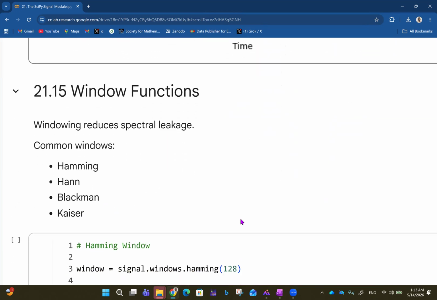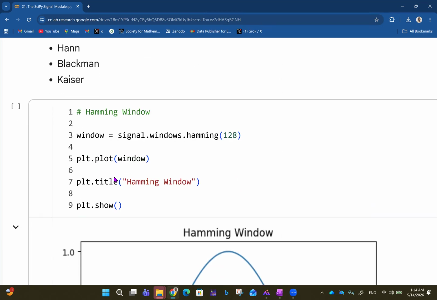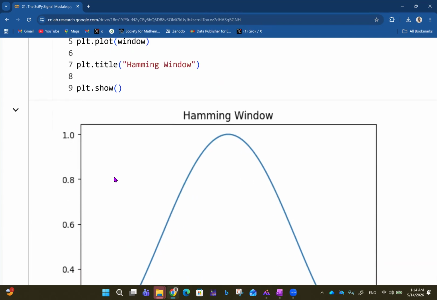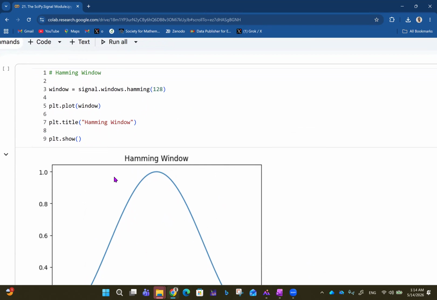Then we have window functions, which we also talked about under the fast Fourier transform playlist, fast Fourier transform video. That's the last video now for SciPy.FFT. So window functions now. Windowing reduces spectral leakage. So common windows include Hamming, Hann, Blackman, and Kaiser. So in the other case, I think we used Hann or so. So here we are using Hamming. They actually look a bit alike, except that each of them has some specific areas where they are good. So for the window now, if you now have signal.windows.hamming.